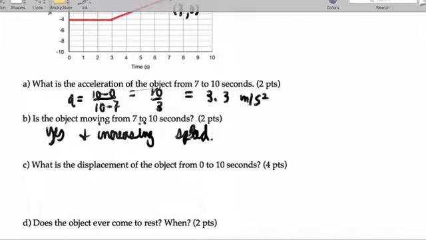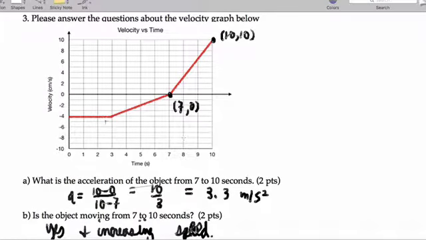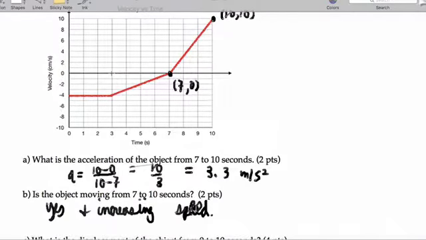Now it says here, what is the displacement of the object from 0 to 10 seconds? So let's be clear. We have this rectangle here. It's got a width of 3 and it's got a length of -4. And then we have this triangle part here, so that's 3 to 7, that's a base of 4 and a height of -4. And lastly, we have this triangle near the end. It's got a base of 3 and a height of 10.